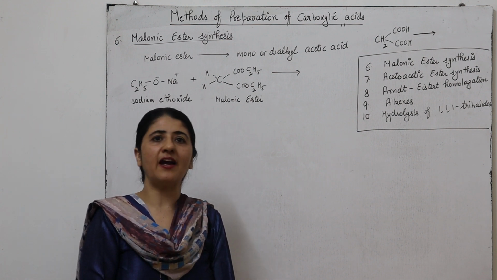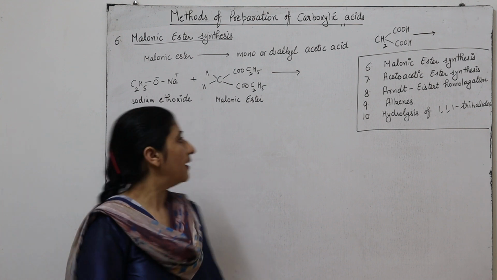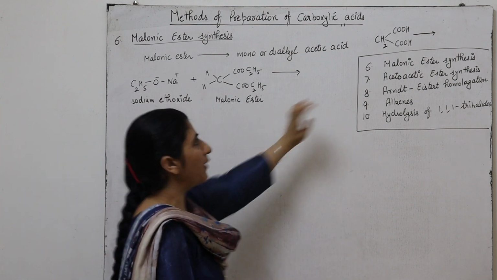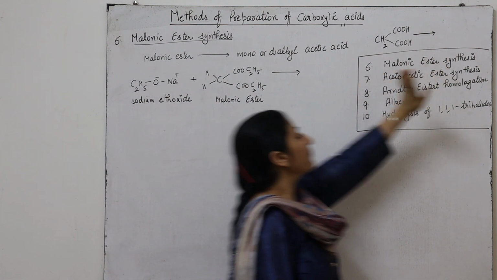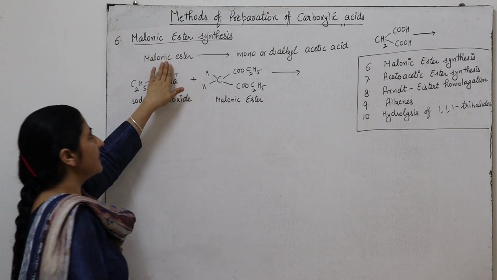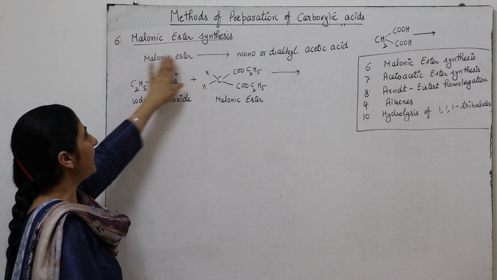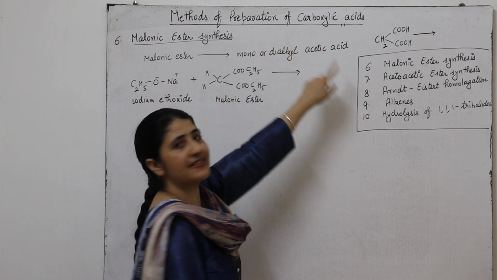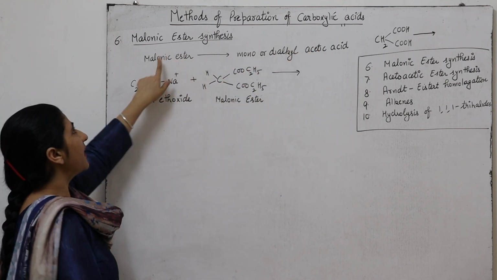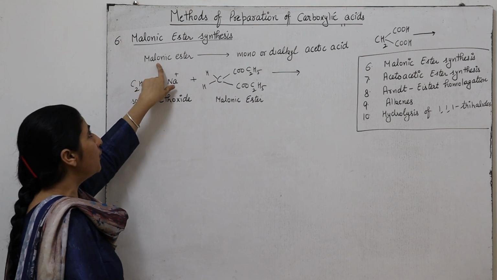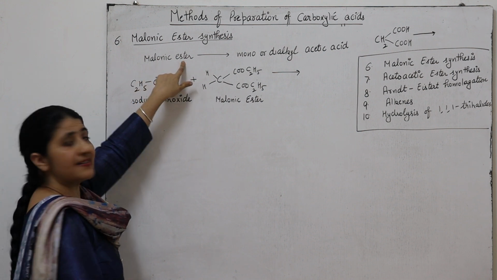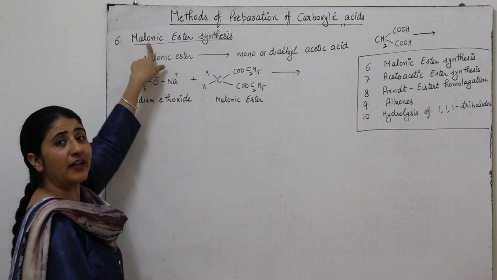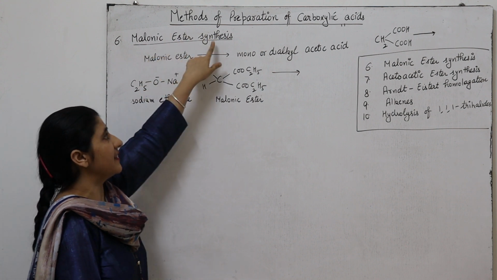So in this video, I will discuss the remaining 5 methods of preparation of carboxylic acid. Number 1 is malonic ester synthesis. In this reaction, actually the malonic acid is converted into a mono or dialkyl acetic acid. We use malonic ester as the main reactant, so this reaction is known as malonic ester synthesis.